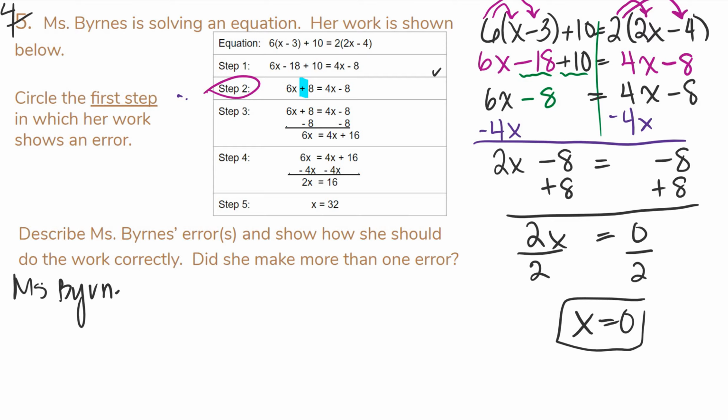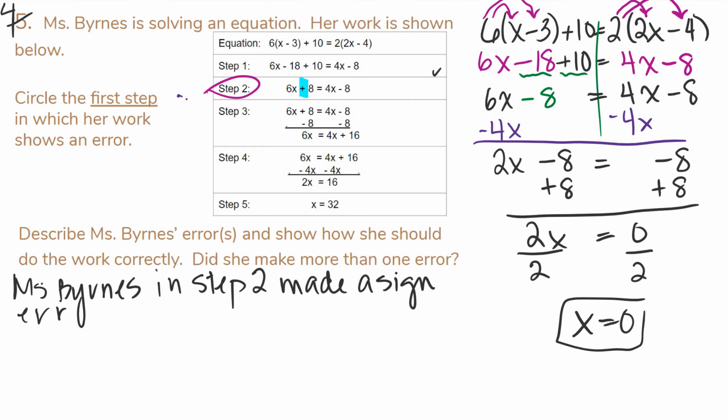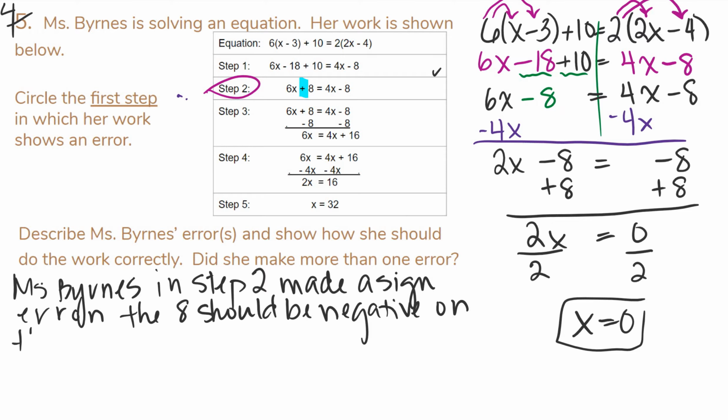Miss Burns, in step 2, made a sign error. The 8 should be negative. On the left.